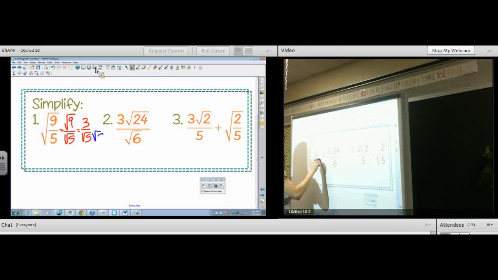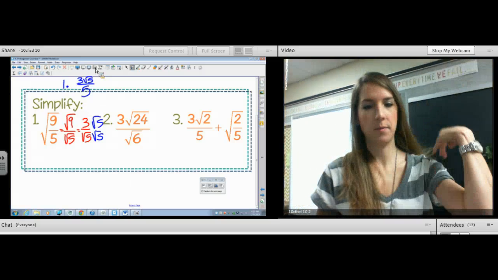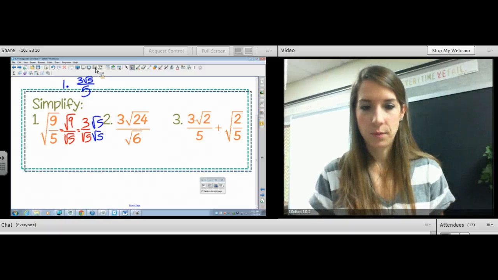And Yeji, you got it right. So number 1 is going to equal the denominator, square root 5 times square root 5, which is 5, and 3 times square root 5. So there's our final answer, 3 root 5 over 5. Perfect. Jenny, number 2.